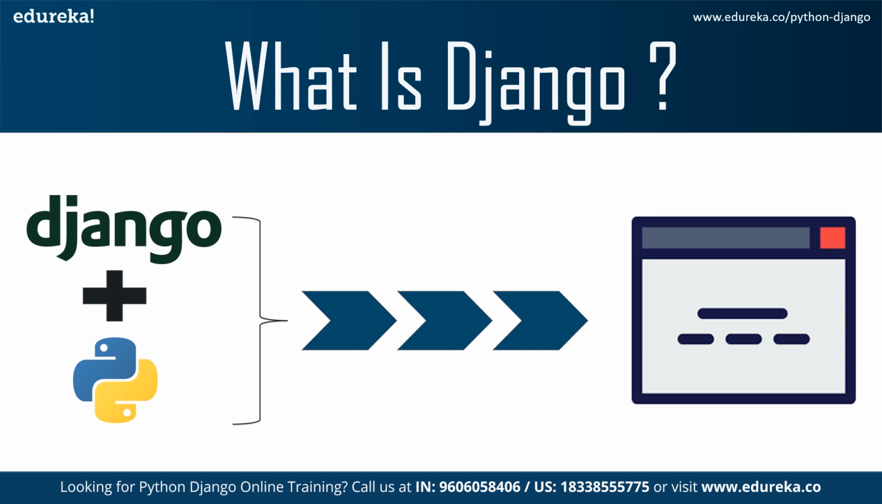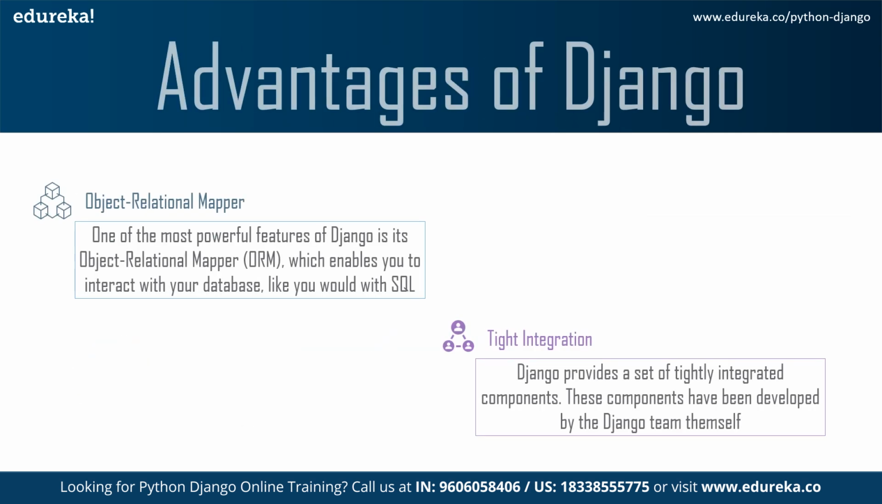With so much hype about Django, you might be wondering why Django and how Django is different from other frameworks. So let us now talk about its advantages. Starting off with one of the most powerful features of Django, that is the Object Relational Mapper. This enables you to interact with your database like you would with SQL. As a matter of fact, Django's ORM is a Pythonic way to create SQL to query and manipulate your database and get results in a Pythonic fashion.